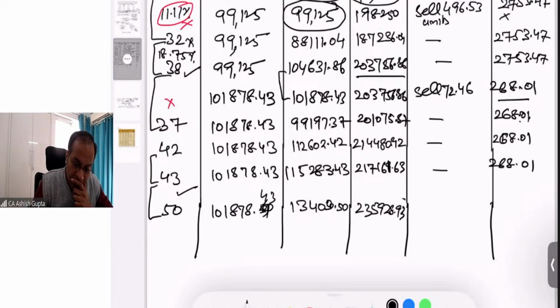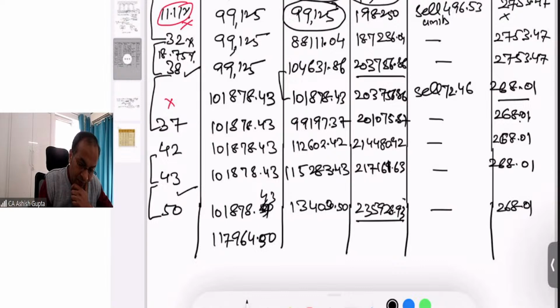235,928.94. Okay. Now here we divide this amount into two parts. 117,964.50 is somewhere around. Let me check: 235,928.93 divided by 2. Sorry, it's somewhere around 47. Okay.